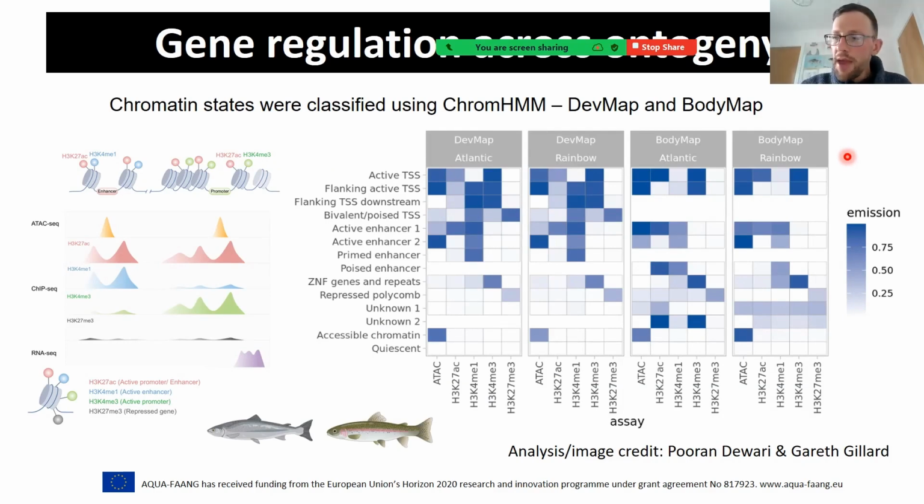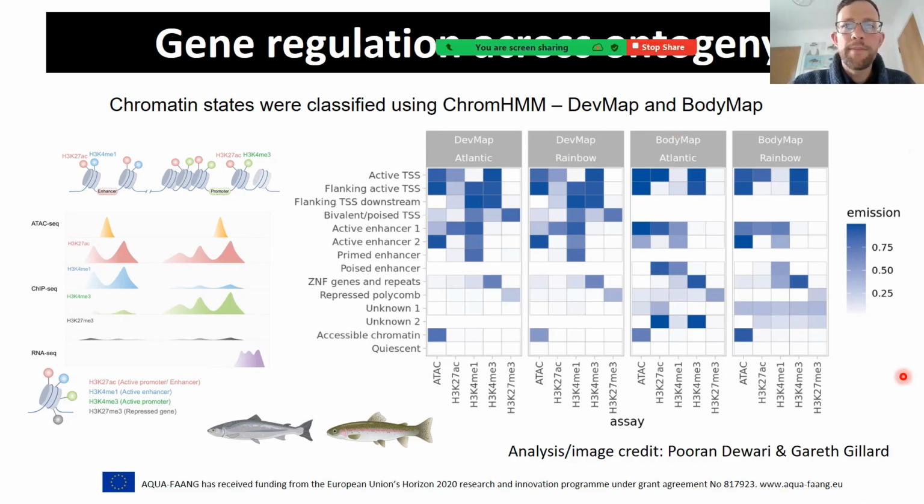So you may be familiar with AQUA-FAANG, which is a tool that allows us to predict chromatin state across the genome using the ATAC and ChIP-seq data, which is informed particularly by the different histone marks. So the research group has performed this approach for both salmonid species separately for the DevMap and BodyMap, in each case integrating all the ATAC and ChIP-seq data. And there are example state predictions shown in this figure here.